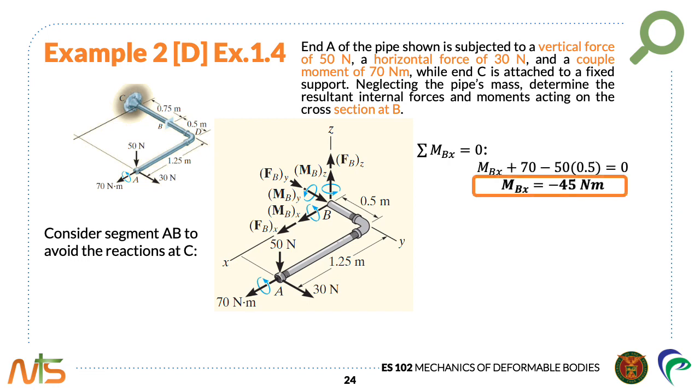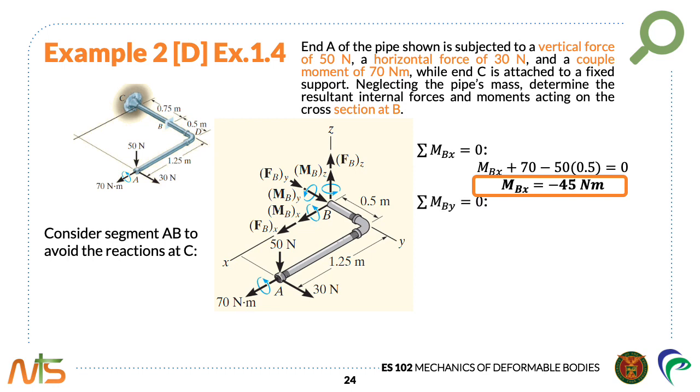Therefore, we have MBX equal to negative 45 Newton meters. Since it is a negative scalar, the direction of MBX should be directed to the negative x-axis.